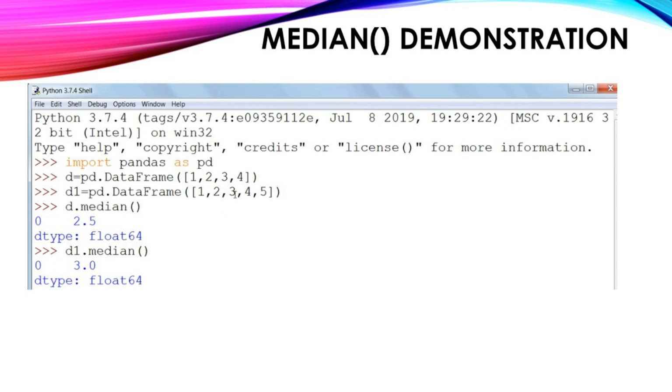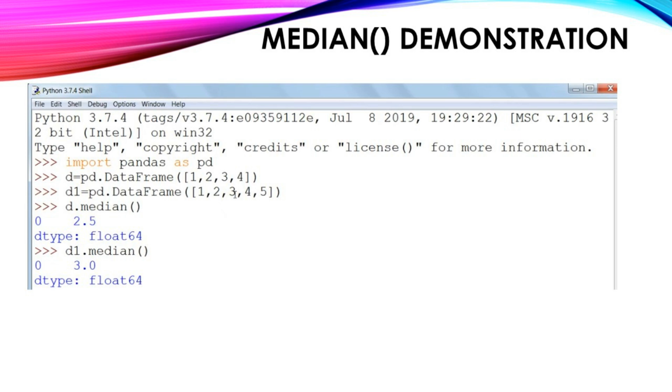Now next is median. Median is used to find the center point. Firstly, it will sort the elements, then the middle position element will be shown as the output. Here in the example we shall see. Now I am going to create two data frames. One data frame named d and another data frame named d1. Now the elements of d are even in number and the elements of d1 are odd in number.